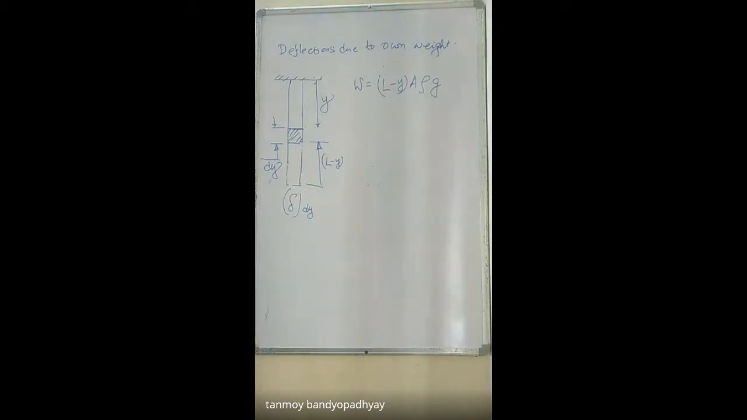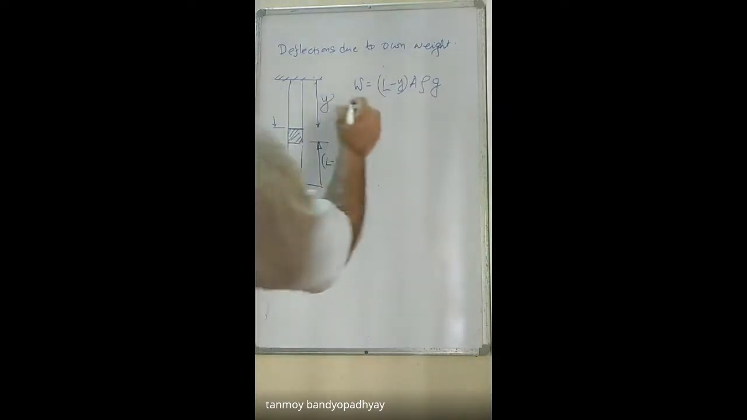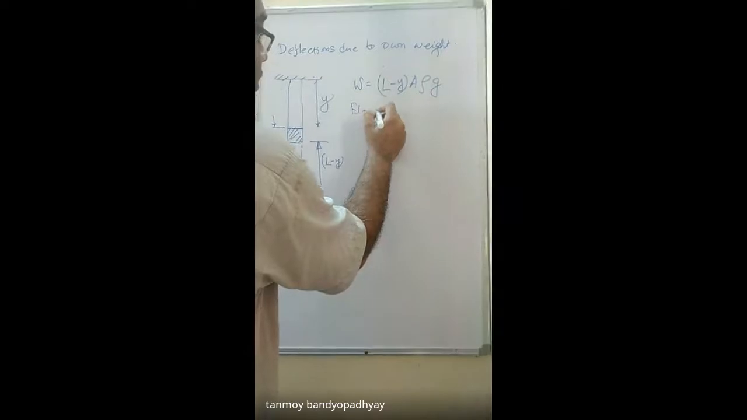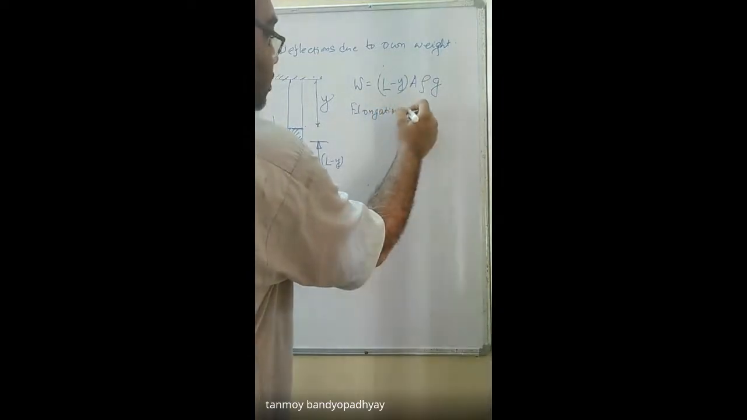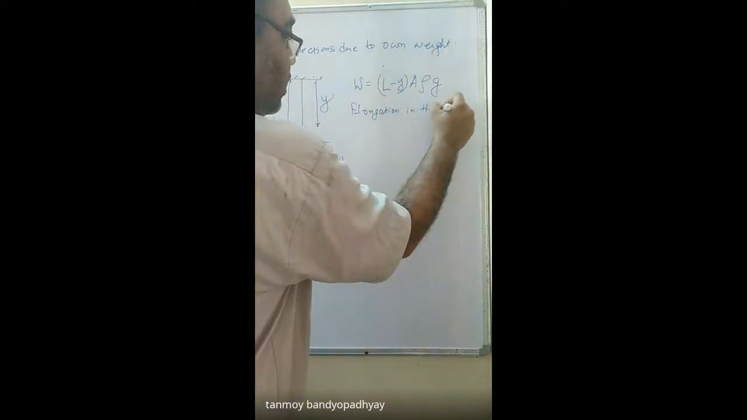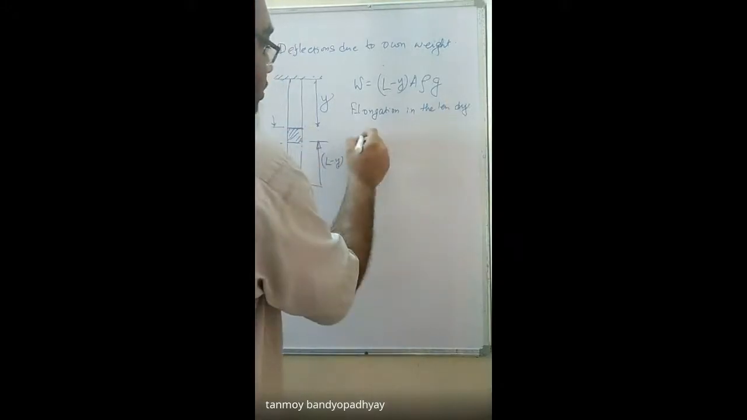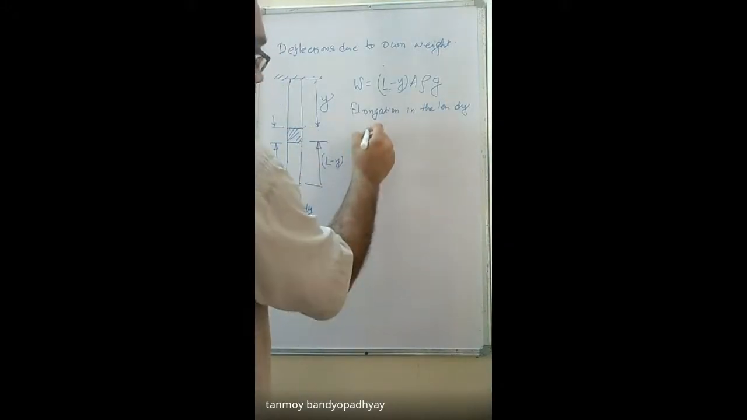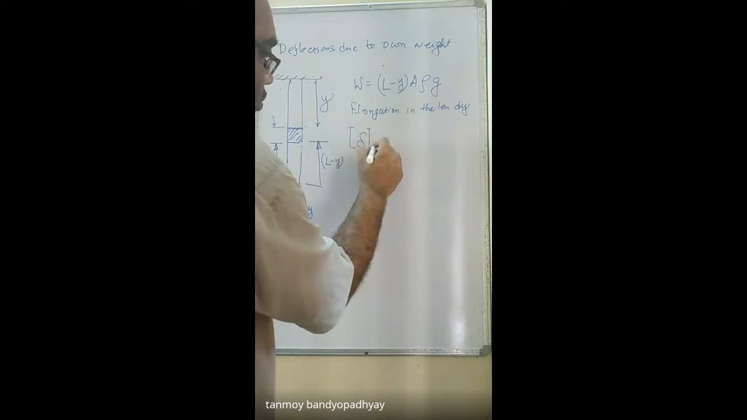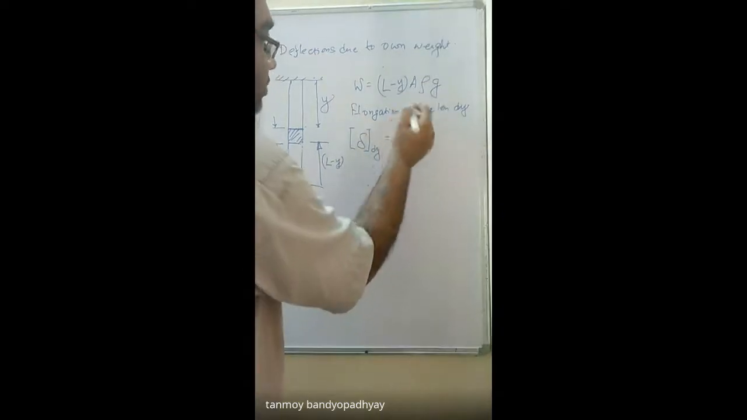So here, I think it is wrongly mentioned: elongation in the length dy. If I need to calculate the elongation in the length dy, just correct it in the note. In the note, it is written as elongation in the length y. It should be the elongation in the length dy. So I am calculating the elongation in the length dy. If I call it delta dy, what will it be? So that should be equal to what?